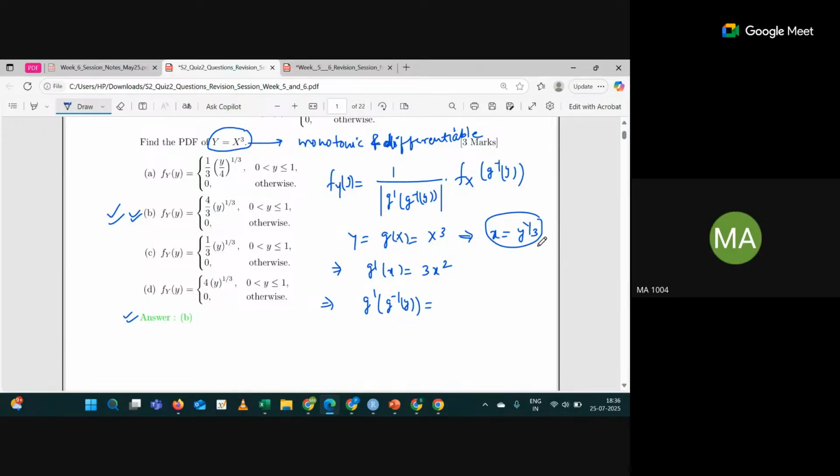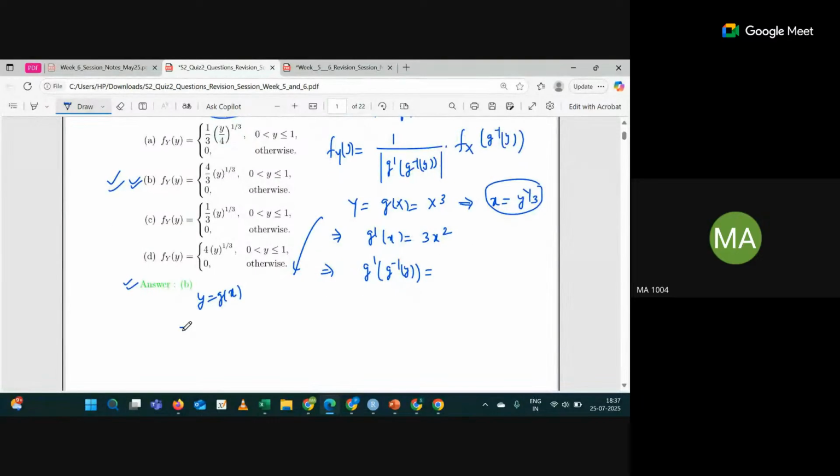See, I have to replace x in terms of y, right? So basically, if y equals g of x, then x is nothing but g inverse of y. That's what I want. So what will the value of x be? y raised to power 1 by 3. So this will be 3 into y raised to power 2 by 3. So far so good? Yes or no? So this is one part we got.